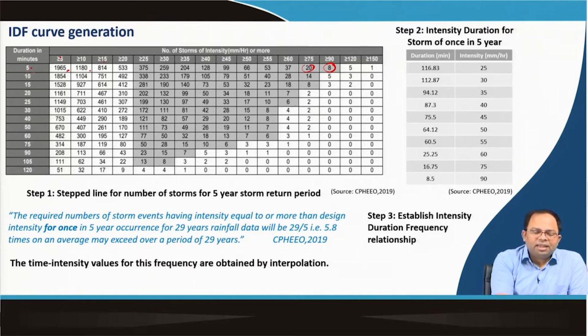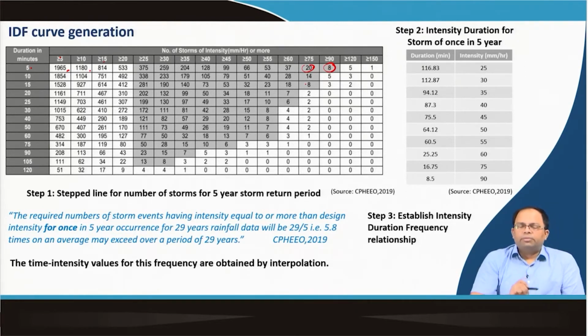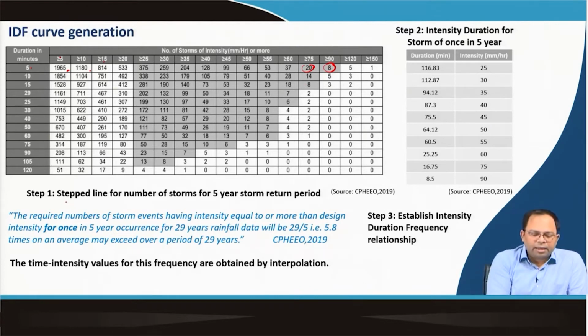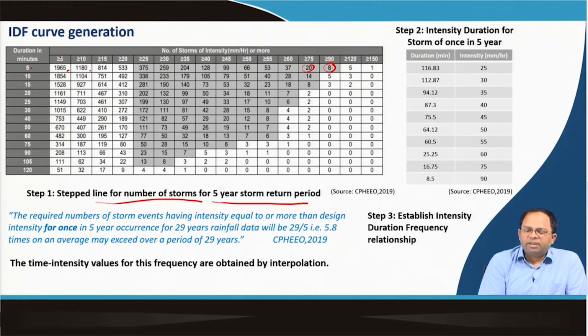So, you see, the lesser the duration, higher is the intensity. Using this particular table, we can create a stepped line for number of storms for 5-year storm return period. This data is a collation of data for 29 years, and we are trying to determine the 5-year storm return period. So, for that we are determining this step line on this particular chart. This is for 5-year storm period. If it was 10-year storm period, we would have a separate step line.